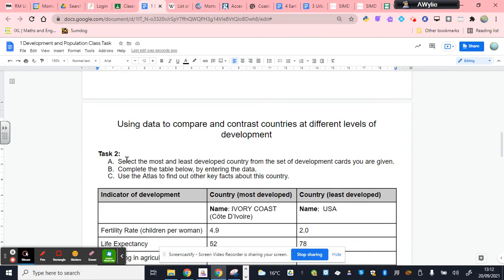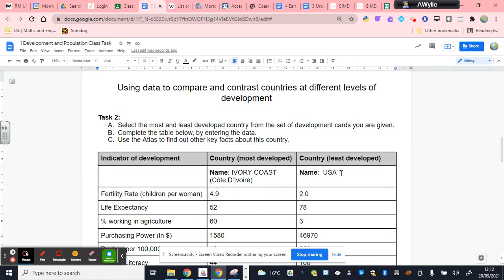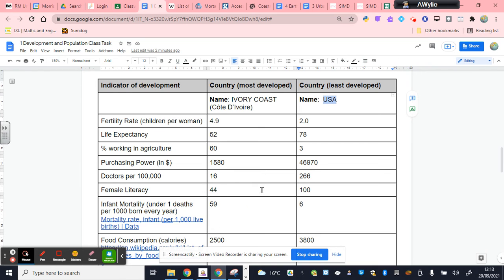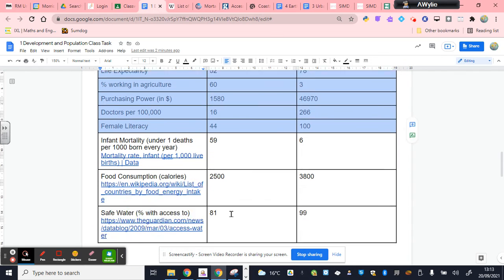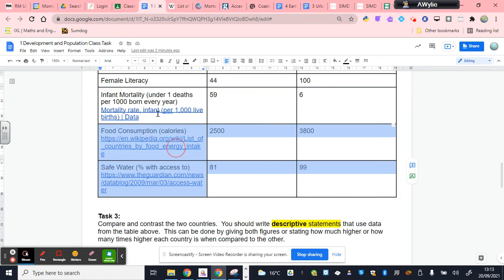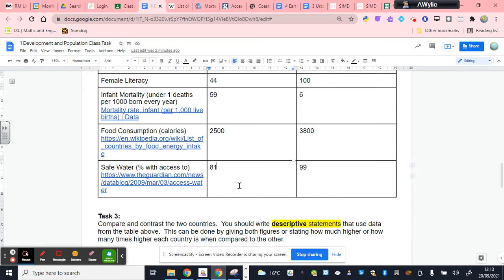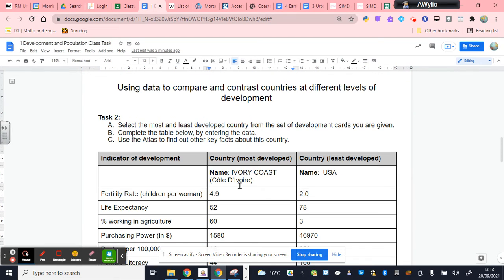So let's just say at the end of task 2, you had selected these two countries. Maybe you picked the Ivory Coast as your country that was the least developed or the worst country in the game that we played, and you picked the United States as the country that was the most. You will have then completed the table using the card. That's certainly the first 6 things that you will have been able to get from the card. And you'll have used the 3 websites to find out these 3 facts about the 2 different countries. Let's have a little look at how we complete this task.